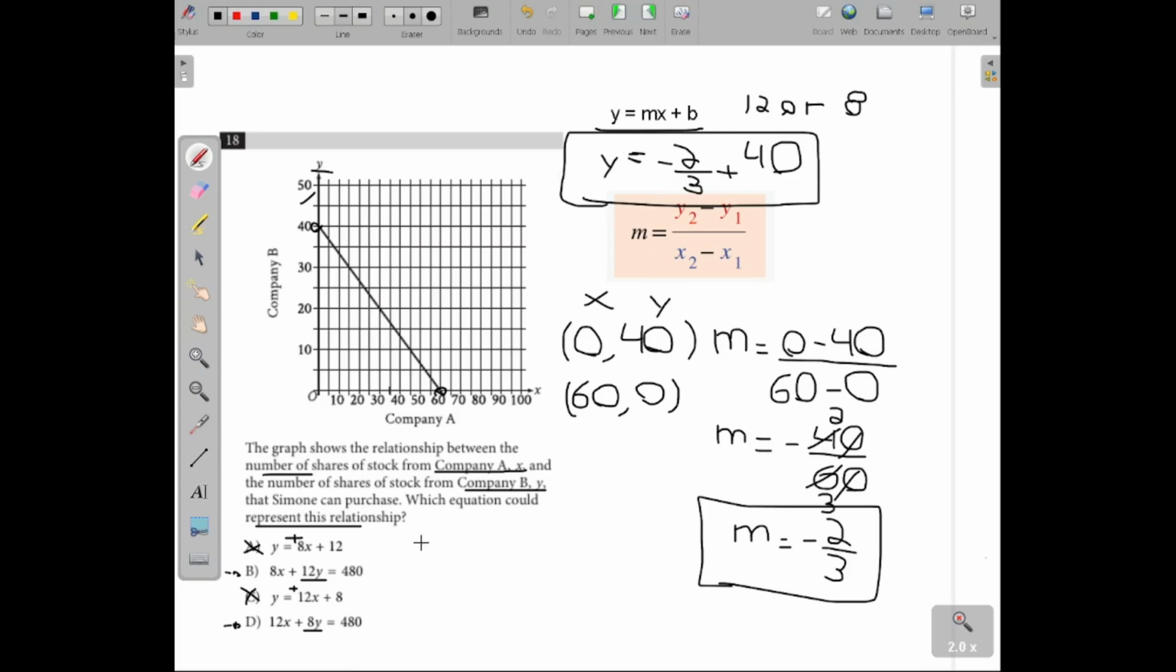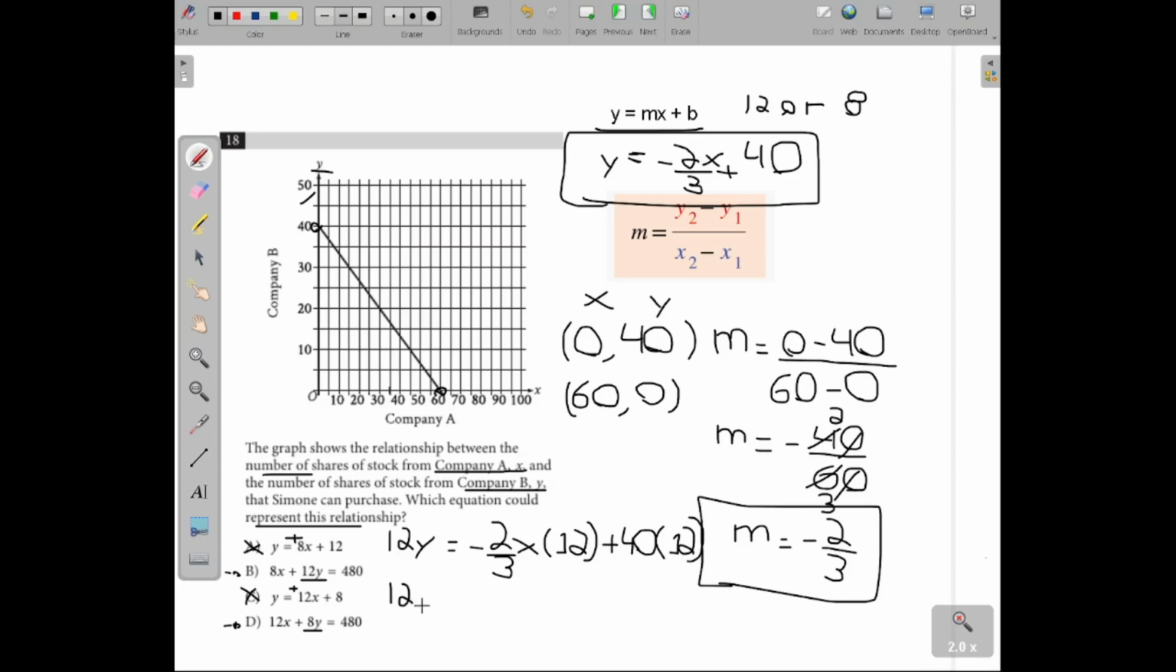So y times 12 is 12y equals to minus, oh, I forgot the x, minus 2/3 times x times 12 plus 40 times 12. So we're just multiplying by 12 all of the terms of this equation. Y times 12, this term by 12, and 40 times 12.